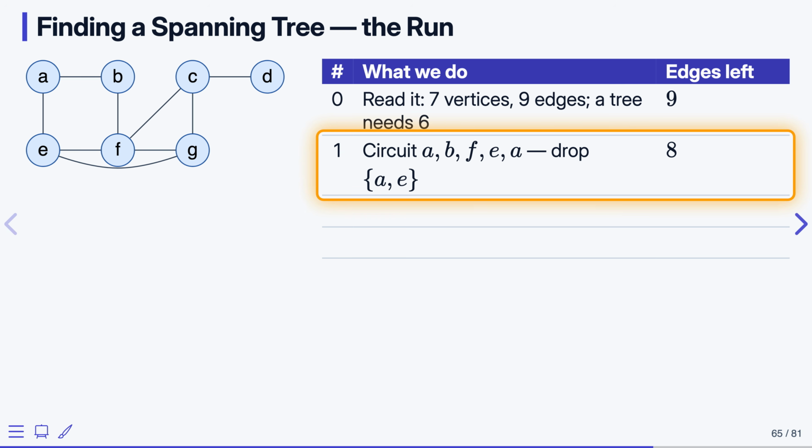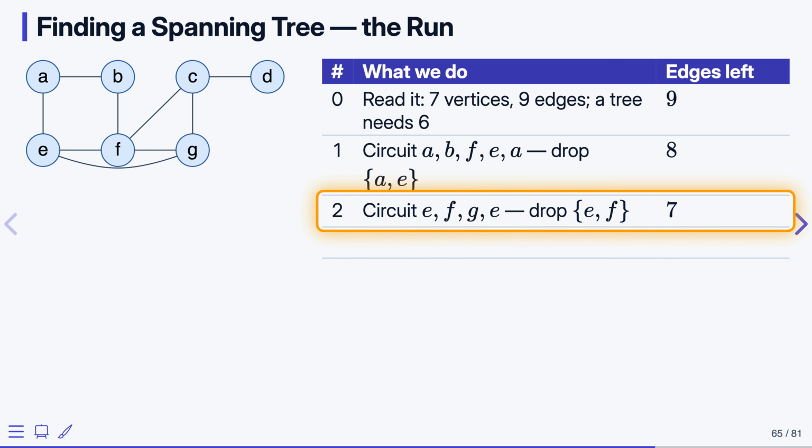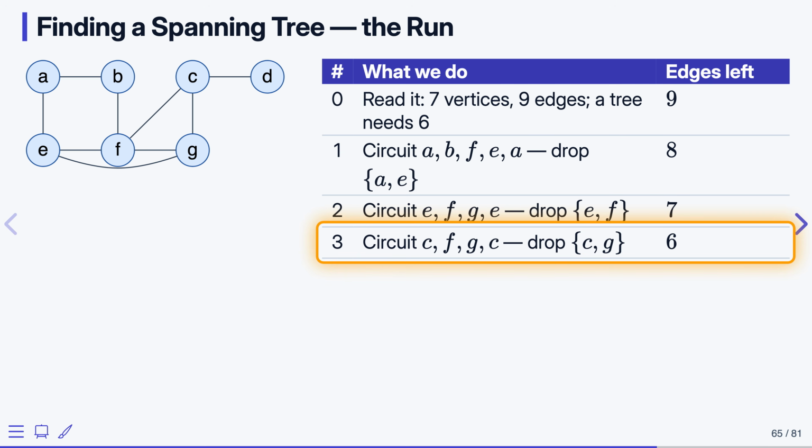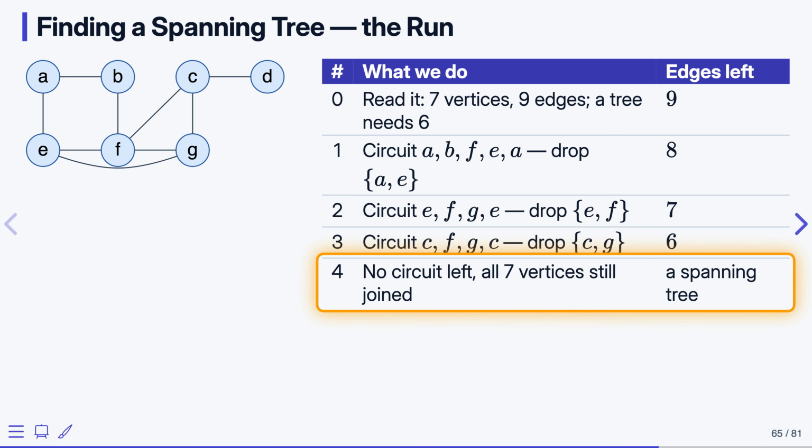8 edges left. Step 2. Find another loop. The dots E, F, and G form a triangle. Remove the edge between E and F, 7 edges left. Step 3. One more loop. The dots C, F, and G form a triangle too. Remove the edge between C and G, 6 edges left. Step 4. Now search for a loop and you will not find one. 6 edges, 7 dots, and everything still connected. That is exactly a spanning tree.